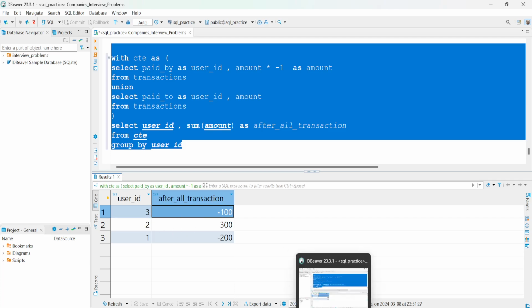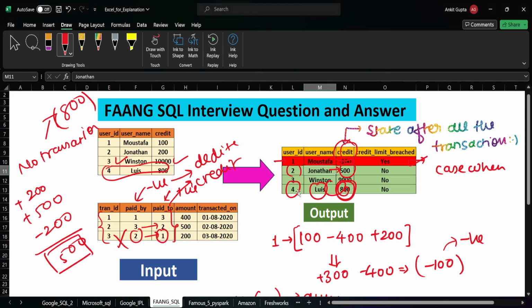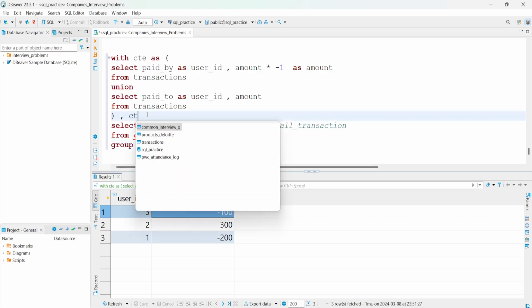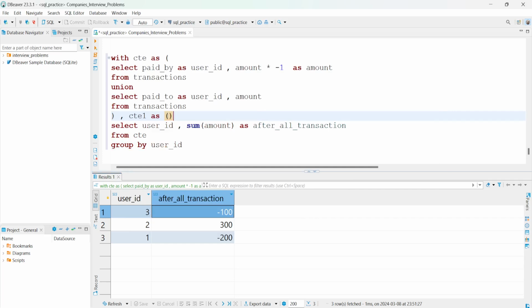One, two, three, but we are missing the fourth one, right? So for that one, we will have to do the left join to get the data of that also. So we can put this in the CTE.